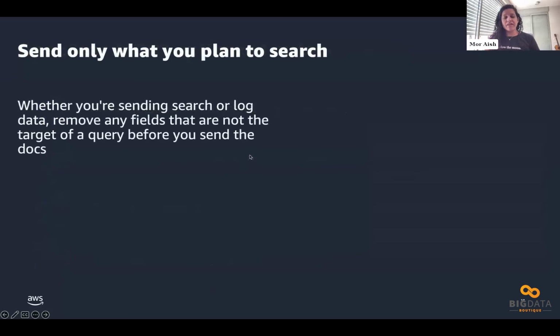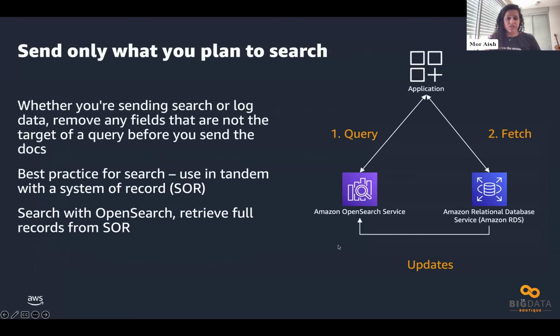Finally, to wrap up, I'll finish with the most basic but sometimes forgotten recommendation. Send only what you plan to search. Amazon OpenSearch Service is a search engine. Our recommendation for best practices is to use it in tandem with a system of record on the side.